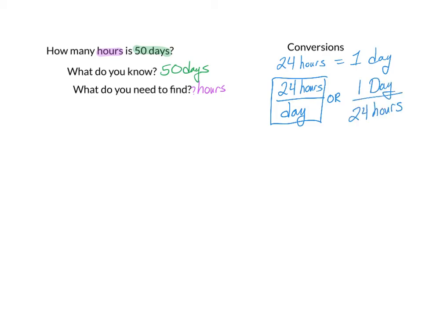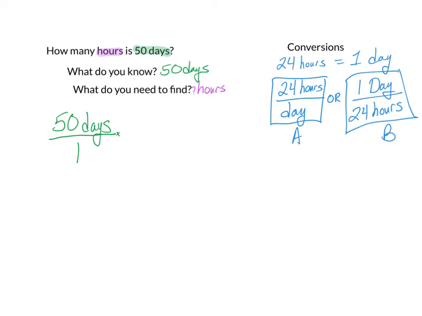We start the math part of this with the thing that we know, which in this case is 50 days. So if we have 50 days, we're going to write that over 1 to make it into a fraction. And now we should find what we need to cancel, what needs to go on the bottom. In this case, because we have days on top, we need to have the days on the bottom in the conversion. And that means hours will go on top because we're going from days to hours.